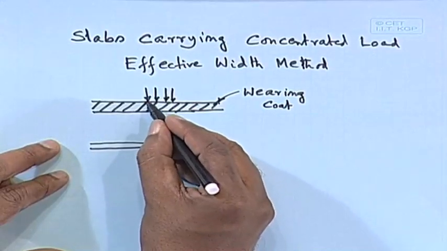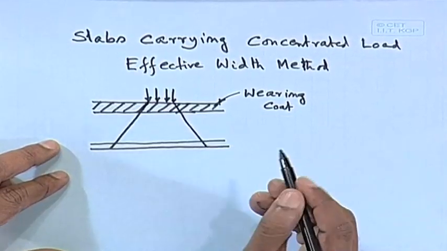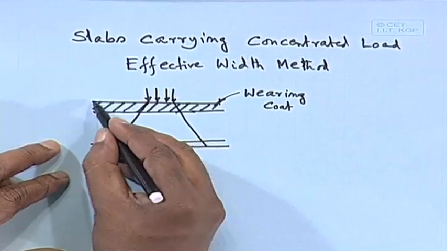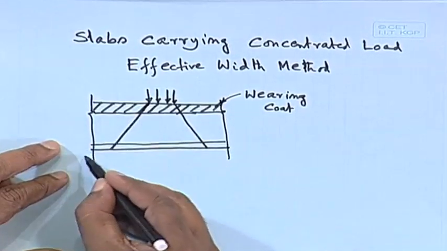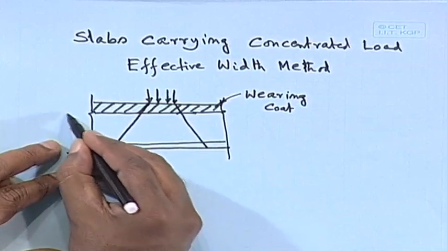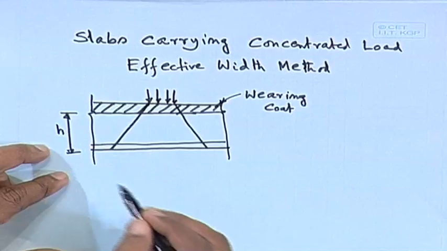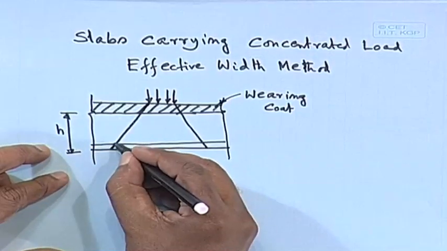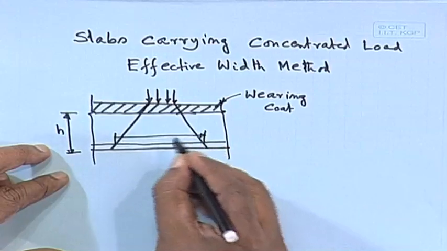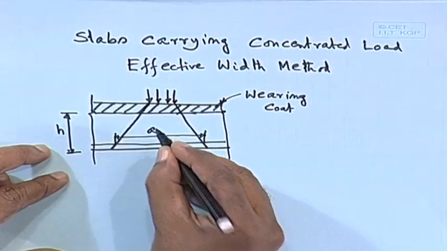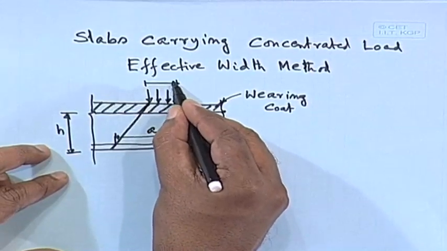We take 45-degree dispersion. Okay. If we take this as H, we have to find out what should be this length A, and let us take this one as x1.